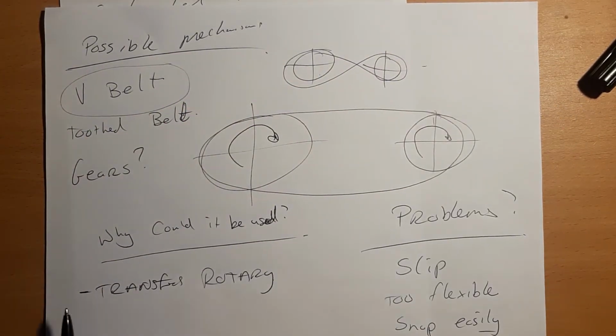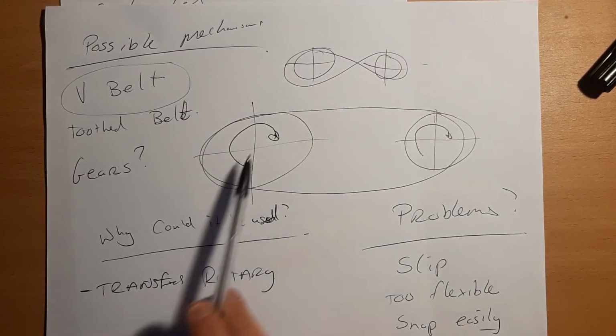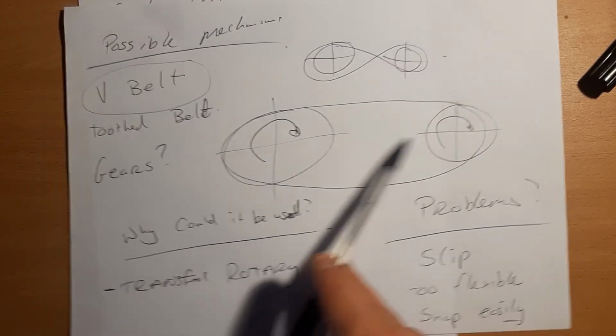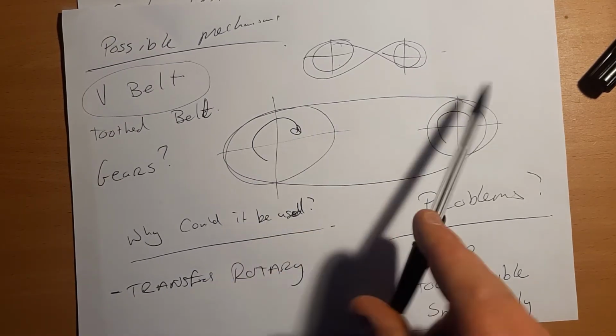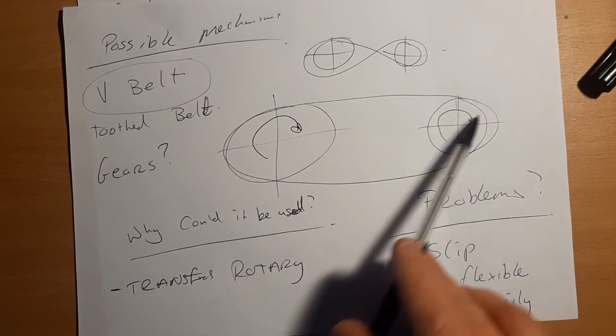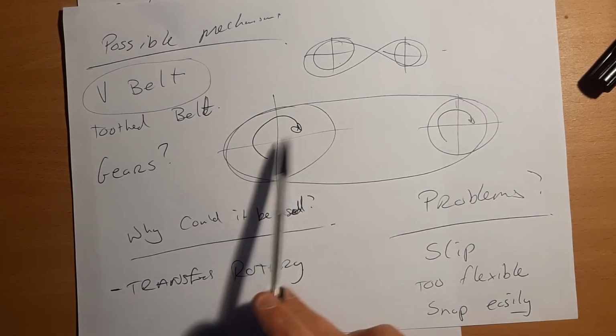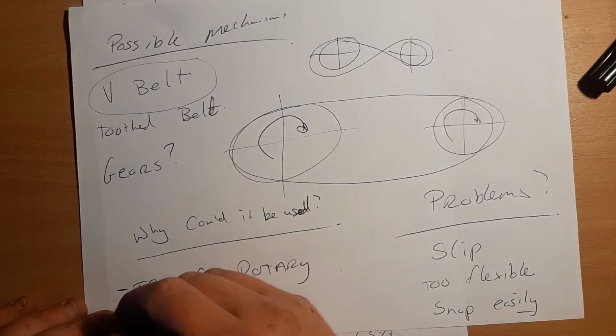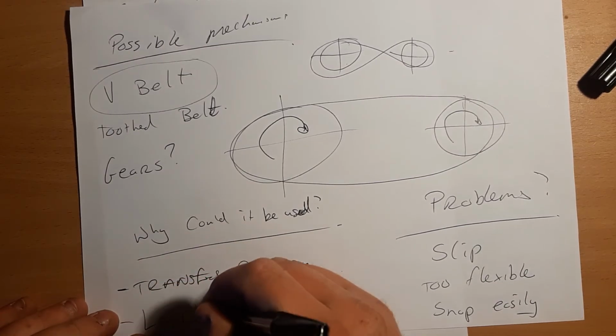Again, why could it be used? It transfers rotary. Reasons that it could be used on a bike: because it transfers rotary, and they're quite light compared to a chain because they have plastic components.